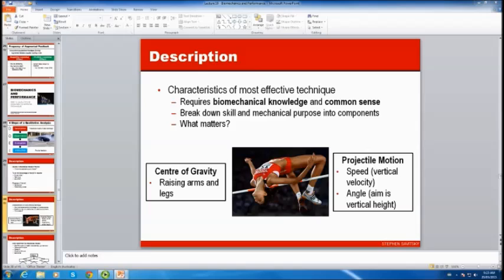Velocity, or speed, angle of release, and height of release. In high jump, I can't manipulate the height of release because they're all jumping off the ground. So it's only two things. I can only manipulate the speed that they can get in and the angle that they take off at. I can't manipulate the height. Everyone's taking off the ground.